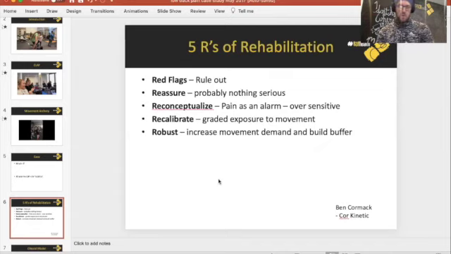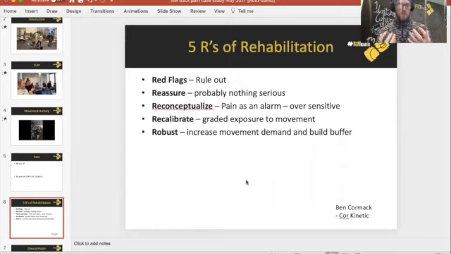That enables us to go on to the next step, which is to reassure someone that it's probably not serious. And by not serious, that doesn't mean any less debilitating, it just means that it's not serious, sinister pathology. Really important, because we don't want to underplay anyone's pain. It has an individual meaning to every person. That is what one of our biggest goals is, to find out what that is, because then we want to be able to reconceptualize pain as an alarm.